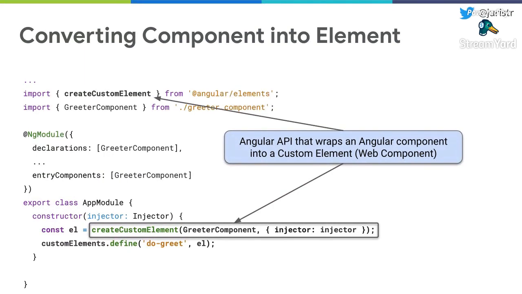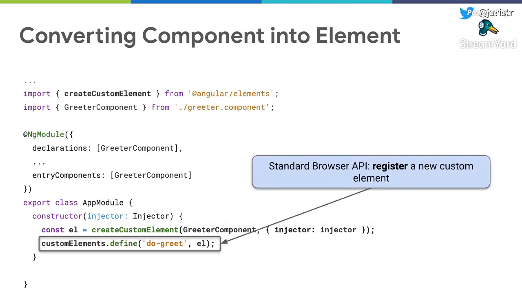And then usually in the module and the constructor, where you have also access to the injector, which you can get via the dependency injection, you use that createCustomElement function and pass in the component which you want to wrap as an Angular element. So it's a custom element, right? And then once I have that, there's this custom elements API. This is a native browser API. And with that, I can register my component. I give it a tag name, which the browser then recognizes, and the actual instance of the object the browser should then instantiate and visualize.